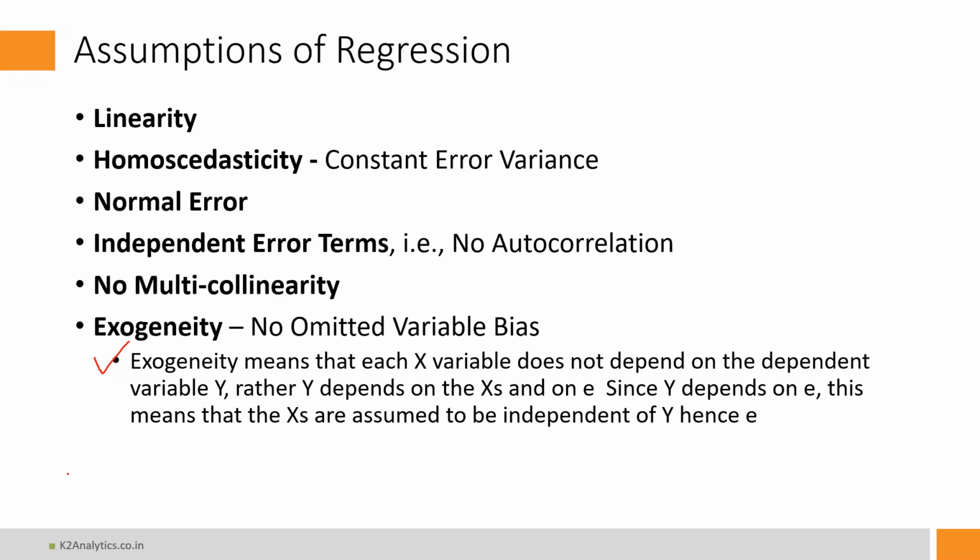Rest of the things, linearity, homoscedasticity, errors should be normally distributed, autocorrelation should not be there, multicollinearity should not be there. All of these can be quantified. But exogeneity is about your own domain, difficult to identify. Okay.